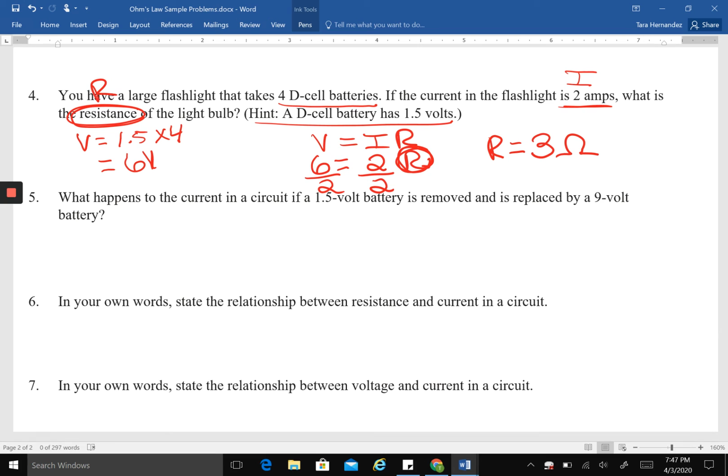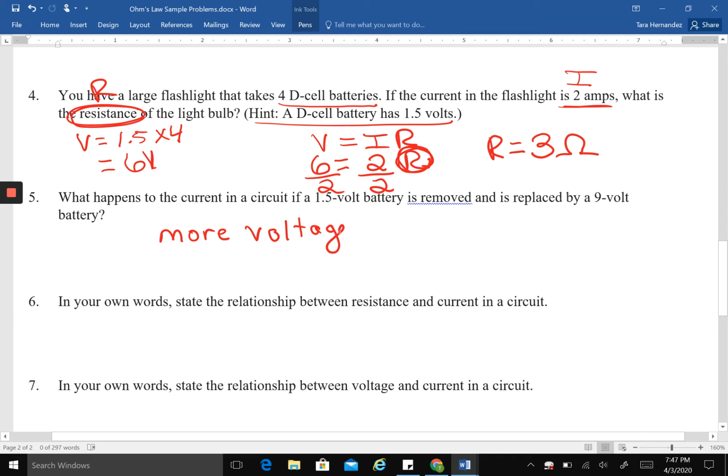Now, if you were to replace a 1.5 volt battery with a 9 volt battery, what would happen? Well, more energy, because you have more voltage. And if you have more energy, you can do more, so you would have more current. So more voltage, it's going to give you more current.